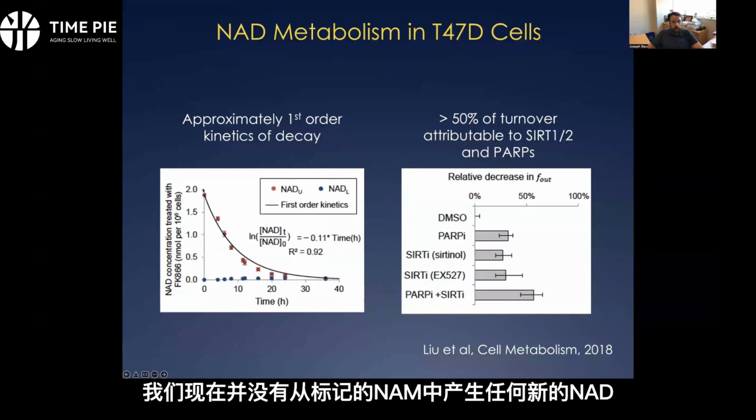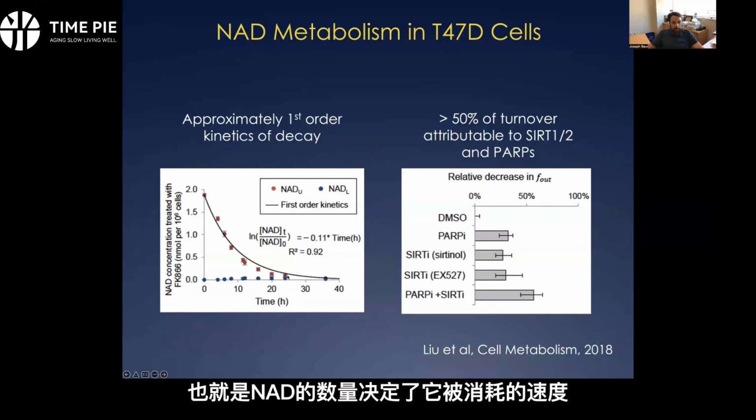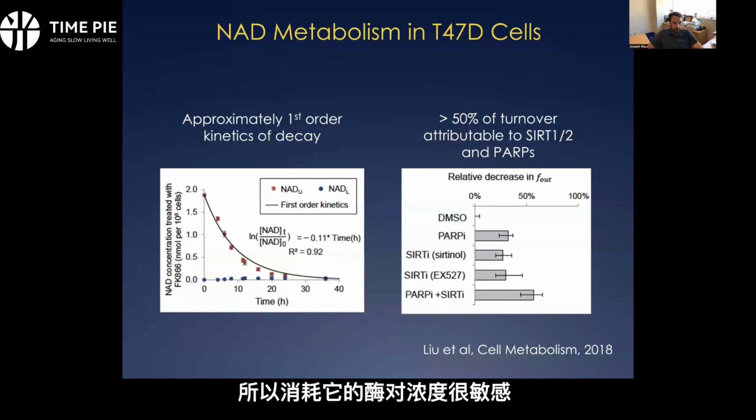that's present now. And what you can see from the decay is it follows approximately first order kinetics, meaning that the amount of NAD present is determining how fast it gets used up. So the enzymes that are consuming it are sensitive to the concentration, which means that if you boost NAD levels correspondingly, you would expect to increase the activity of some of these enzymes.